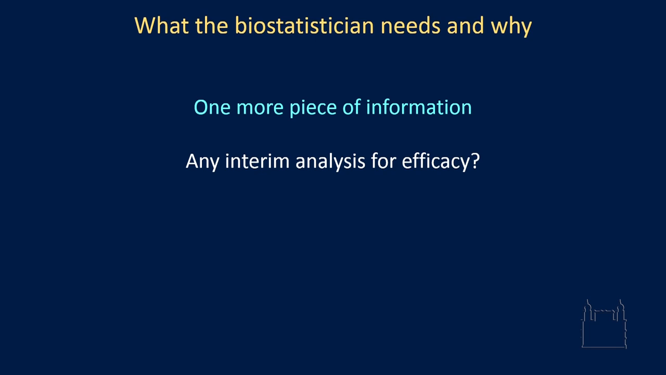One more piece of information: is there any interim analysis? I'm not going to go over this, but if you are doing an interim analysis, the statistician needs to know about it because we need to adjust the alpha. Interim analysis is actually testing the treatment effect through a group sequential method, for example, to see if you could stop the trial early for efficacy or futility or harm.